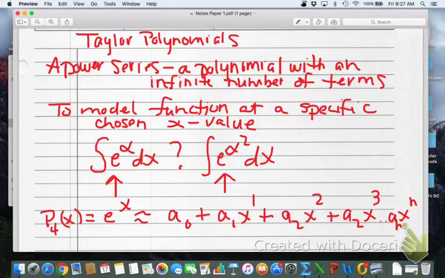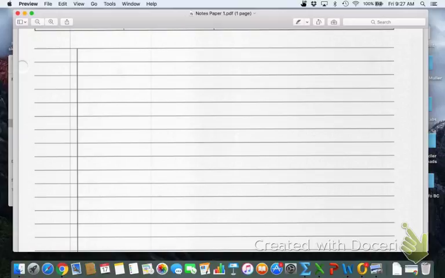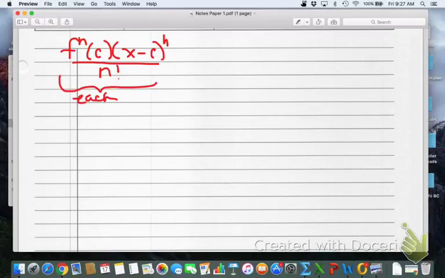Okay, specifically, we're going to look at a way to find these coefficients, a sub 0, a sub 1, a sub 2, in a way that reduces the error and creates a good model for our function. Okay, so there's a formula that we're going to use for each term of our polynomial. Let me just write the formula here, and then I'll explain each part of it in just a second. So, okay, this is the formula for each term.